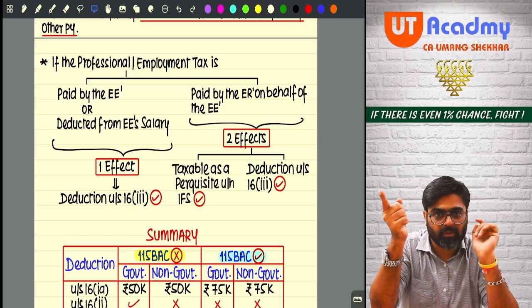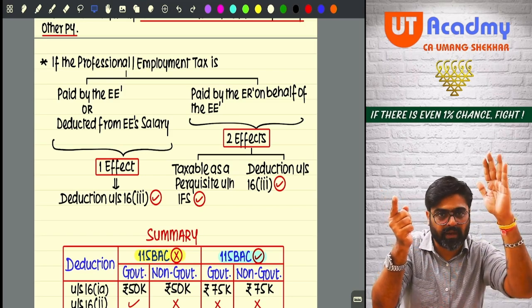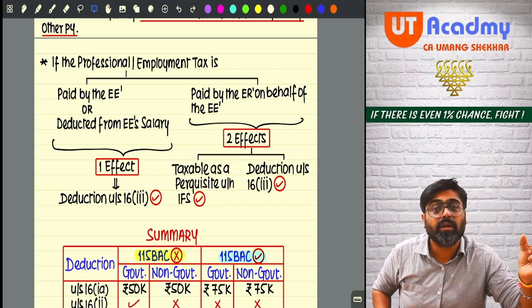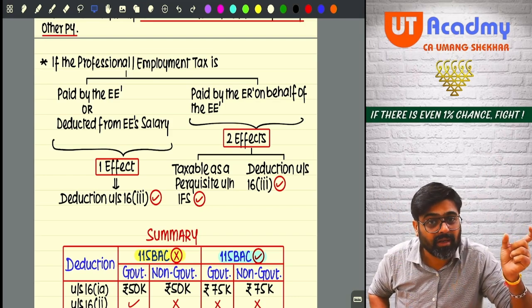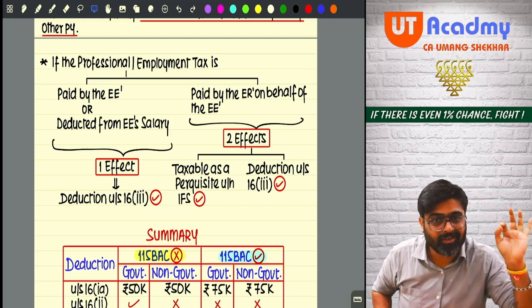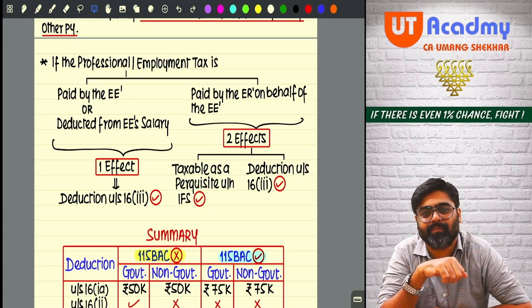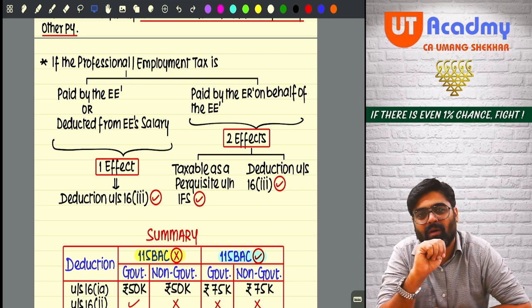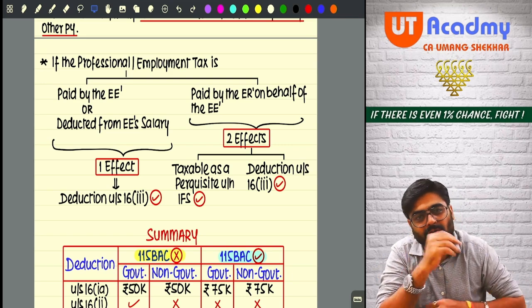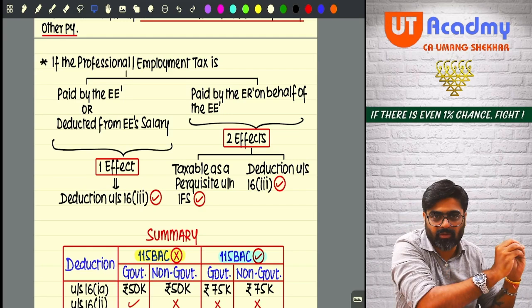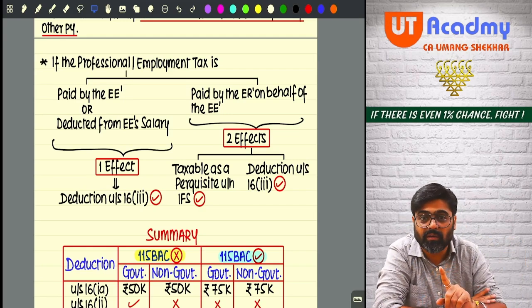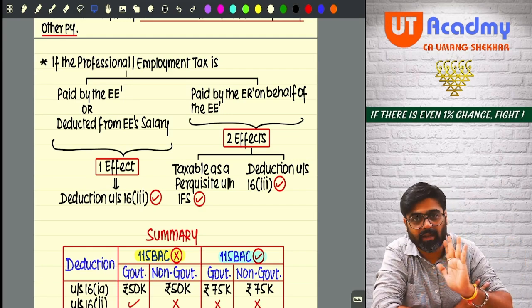So 1 lakh taxable salary, 2000 professional tax paid will be allowed as a deduction. How much is your final taxable salary? 98,000. This is the same amount remaining in your hands actually also. How much salary will remain now in your hands? 98,000 only. So under the head salary also 98,000 will be taxable. Got it? First case.